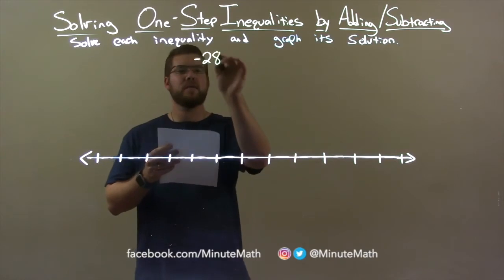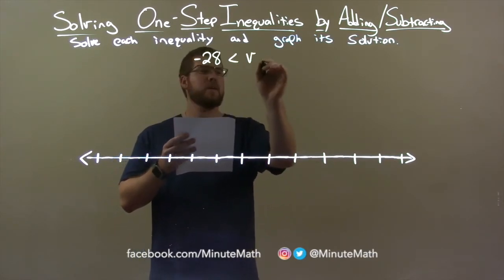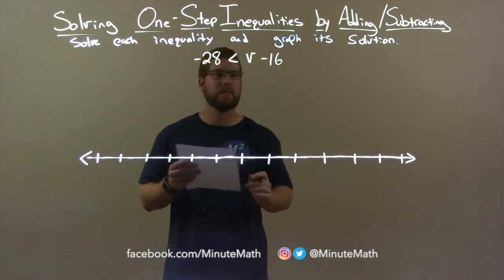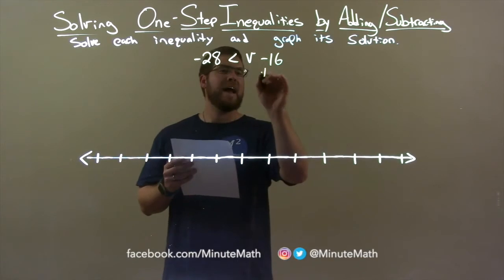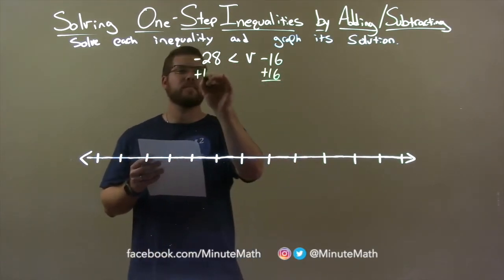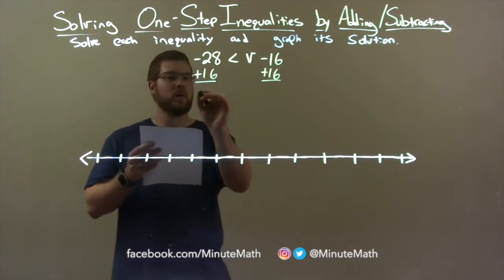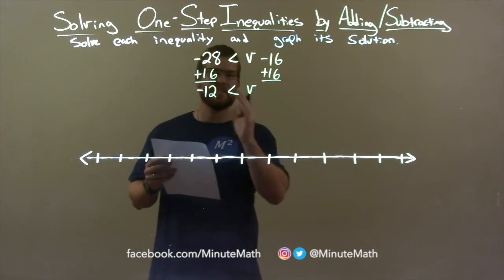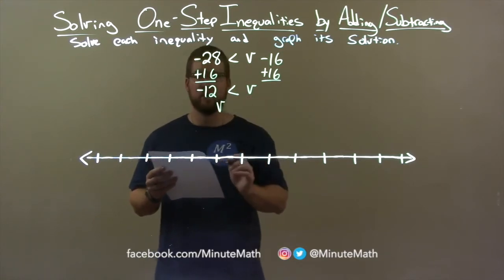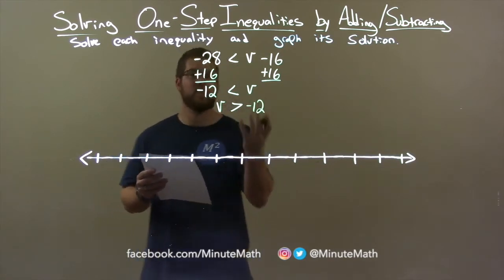Negative 28 is less than v minus 16. Okay? Well, first thing I want to do is get v completely by itself. I'm going to add 16 to both sides. And that gives me, well, negative 28 plus 16 is negative 12. And negative 12 is less than v. I like to flip this and have v come first. It's easier to see. And v is now greater than negative 12. Okay? Remember, we flip everything.